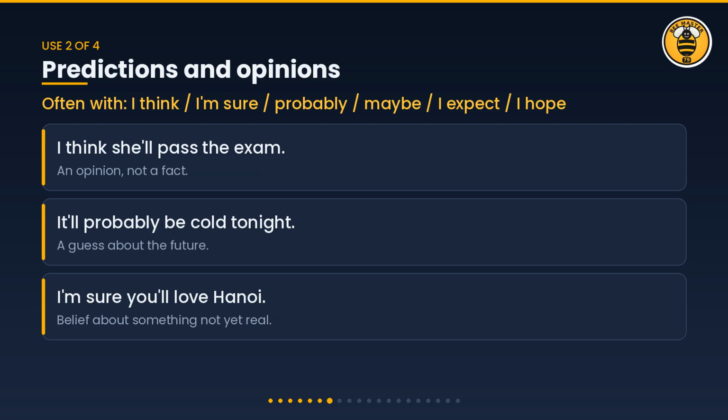Use number 2. Predictions and opinions about the future. You will very often hear will together with I think, I'm sure, probably, maybe, I expect, and I hope. I think she'll pass the exam. It'll probably be cold tonight. In both cases, the speaker has no proof at all. This is a belief about the future, and for beliefs, English chooses will.